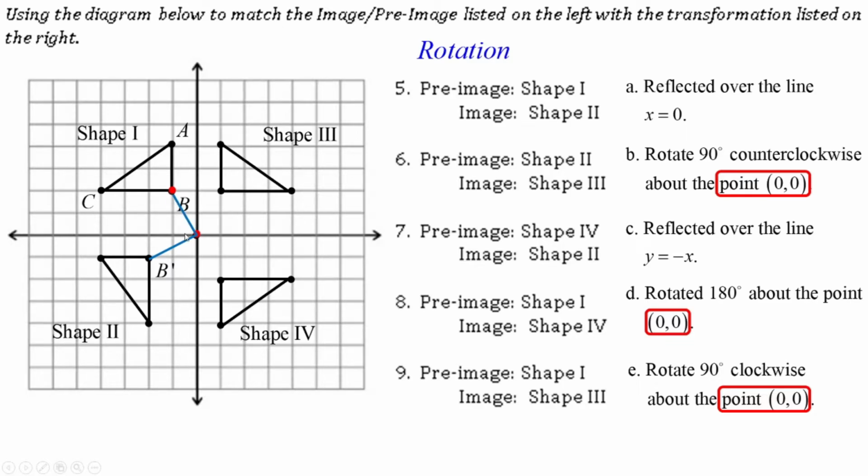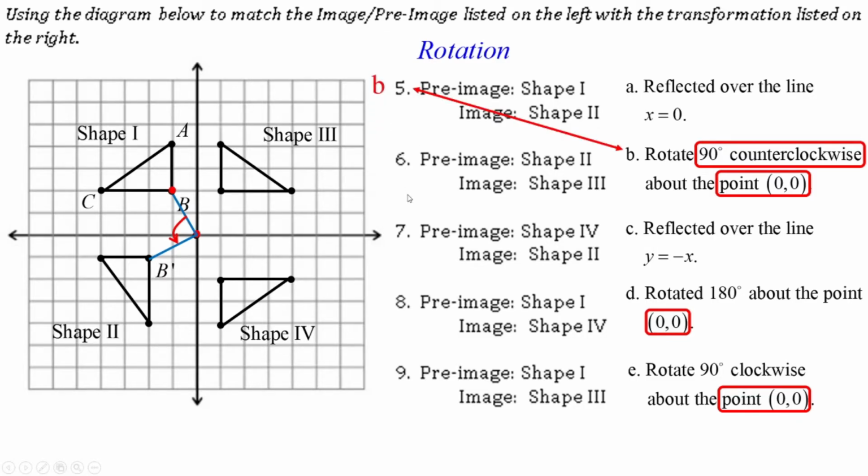That looks like 90 degrees to me. All right, and here's a direction too, and it looks like we're going counterclockwise. So I'm looking for a rotation about the point 0, 0, 90 degrees counterclockwise. Rotate 90 degrees counterclockwise about 0, 0. It looks like B, that first one right there. Yeah, so the answer to number 5 is this B right here. So I'm going to put a B right next to it too.